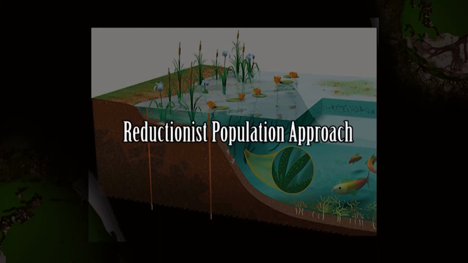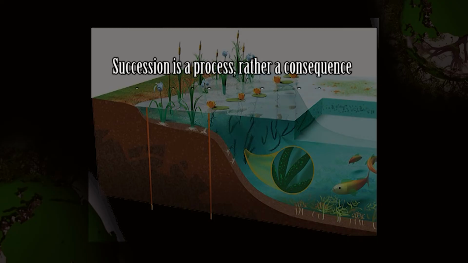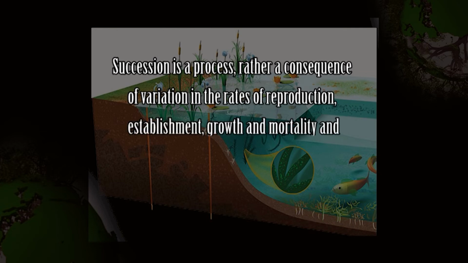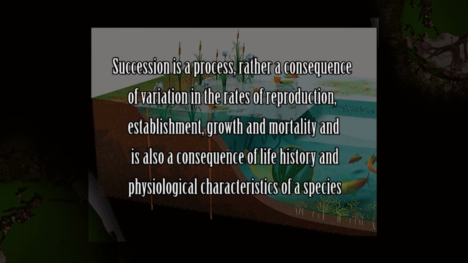Now, the reductionist population approach. Peet and Christensen, 1980, viewed succession as a population process and argued that succession is not a process in itself, but rather a consequence of variation in the rates of reproduction, establishment, growth, and mortality, and is also a consequence of life history and physiological characteristics of a species.